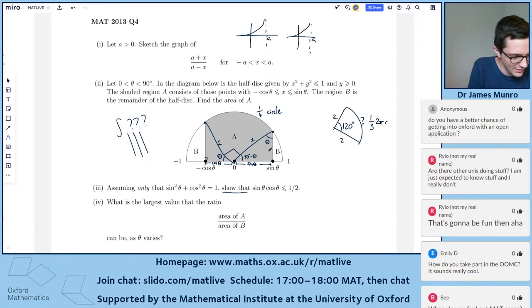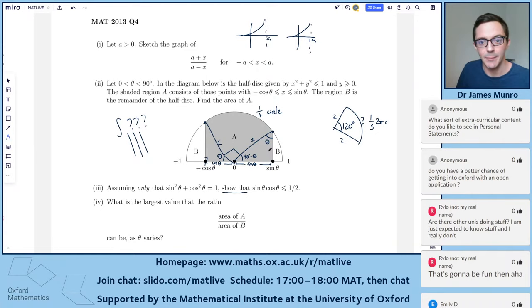What sort of extracurricular content? I use the phrase supercurricular content to mean extra bits of mathematics. Extra maths, we like to see that you're trying out other bits of stuff outside the classroom, that you're finding out about other bits of mathematics in your spare time. I like it when people are really keen on some bit of maths and they want to try and explain why they're interested in it.